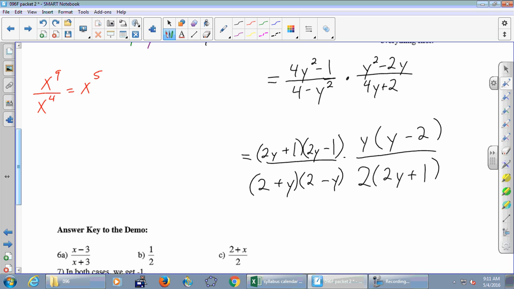Okay, now we're looking for things that we can cancel. So first, I just want things that are exactly the same. What do you see? Where is it? Are they the same? Y minus 2, and are you saying exactly the same thing?